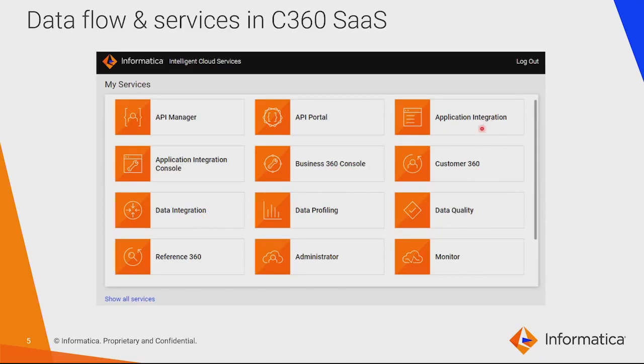For today's session, we'll be primarily focusing on Customer 360, Business 360 Console, Data Integration chiclet, the Application Integration chiclet, Data Quality a little bit, and the Monitor. As part of the implementation, you may also need additional microservices like Reference 360 and the Administration and other chiclets as well. Let me give you a brief overview of what each chiclet is and what you do with the individual chiclets of these microservices.